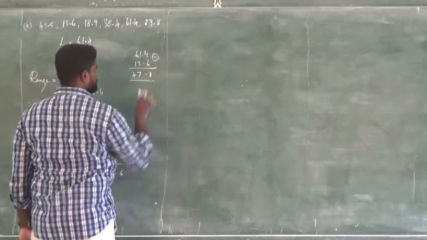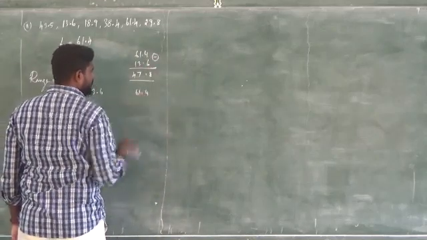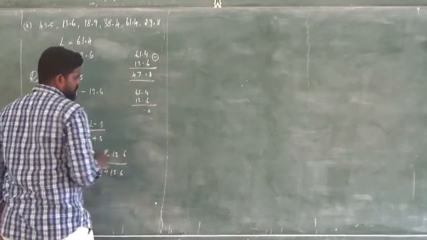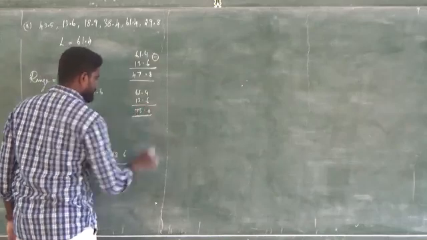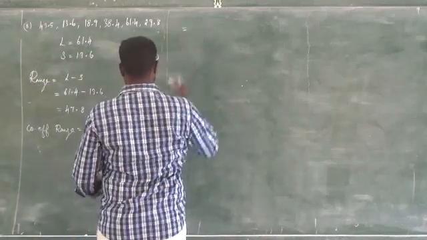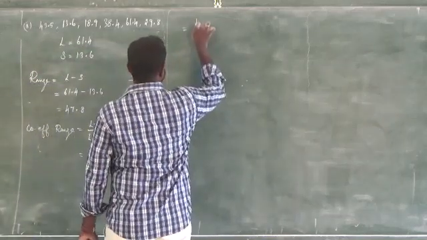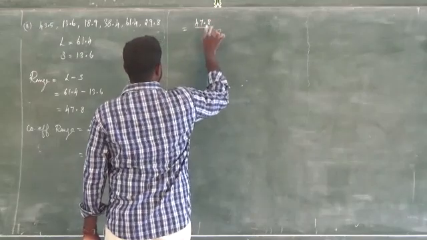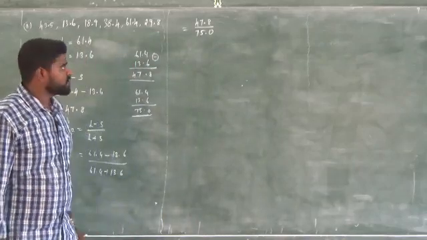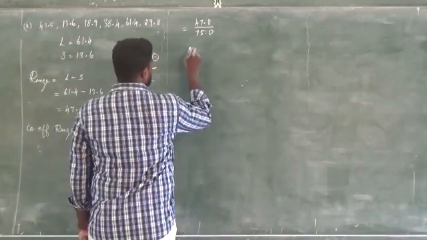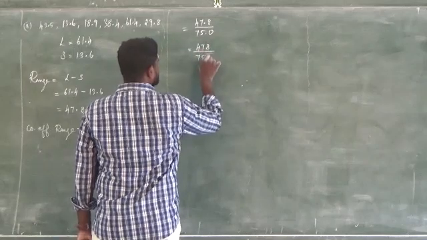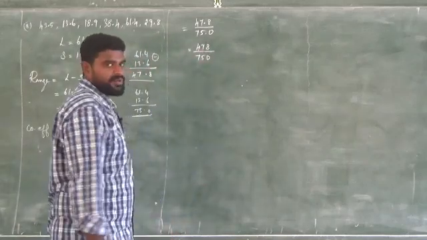This is subtraction, and adding 61.4 and 13.6 gives 75.0. So the answer is 75.0. Now if you subtract, the answer is 47.8 by 75.0. Remove the point, it becomes 478 by 750. We can divide by 2 table.